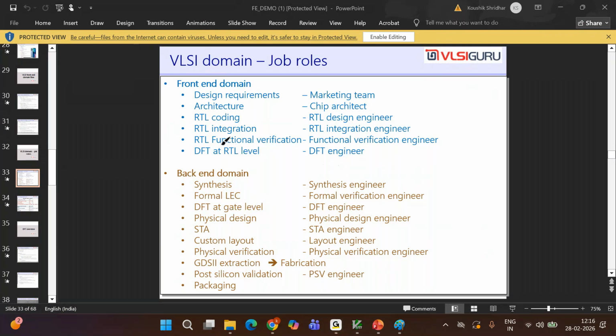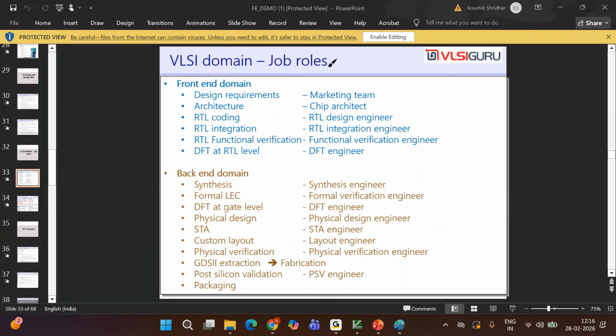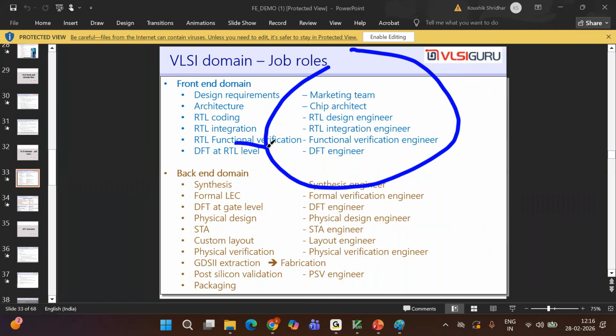And these are the backend job roles which you can see in LinkedIn profiles or Naukri, etc. Synthesis engineer, formal verification engineer, DFT engineer, physical design engineer, STA engineer, layout engineers, physical verification engineer, fabrication, PSV engineers. These are the job roles you should be looking into. If you choose the front-end domain, if you choose the verification domain in front end, you should be looking into this job role.